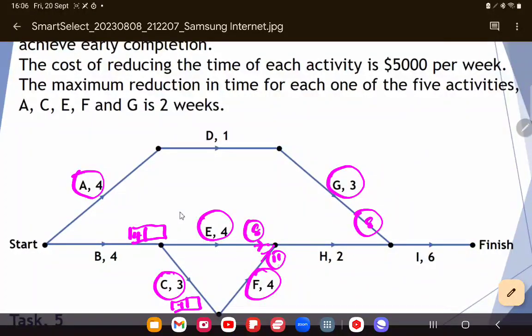Now, 11 being the larger number, we definitely can crash activities C and F. And because it's a maximum of 2 each, if we did reduce C to 1 and reduce F to 2, that is 2 weeks each, we would get 4 plus 1 for C, which is 5, 5 plus 2 for F, which is 7, and we could change 11 and bring it down to 7.